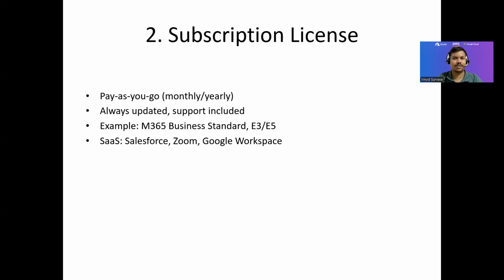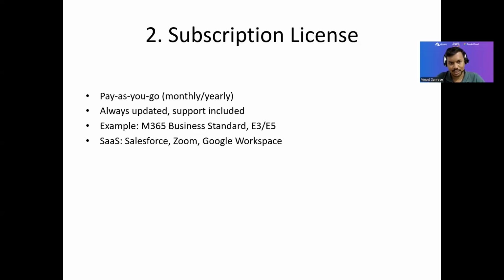The second is the subscription license, right? What is it? It is based on pay as you go or on demand kind of licensing, right? You pay either monthly or yearly, and whatever is being used, you would be billed for that particular period, be it monthly, quarterly, or yearly. For example, Microsoft 365 licenses, be it E3, E5 or Business Standard. Again, it depends on the duration, monthly or yearly.